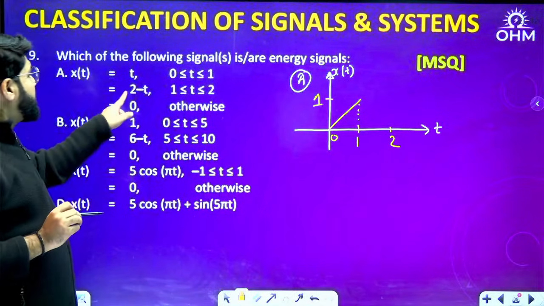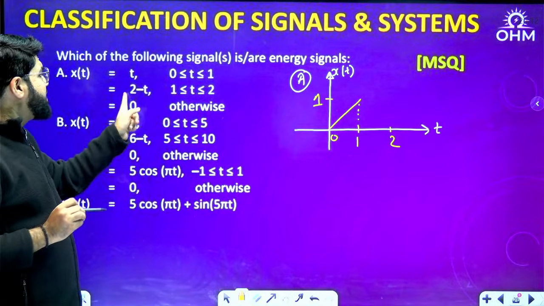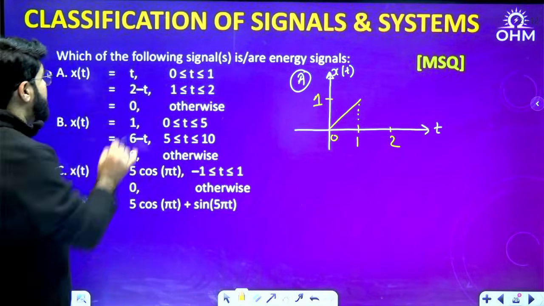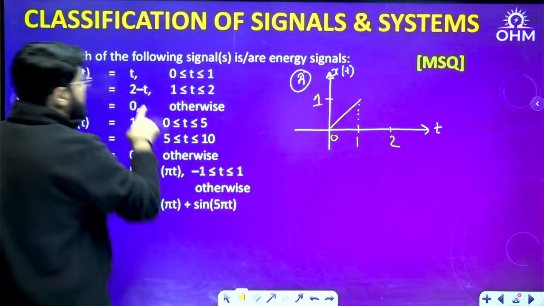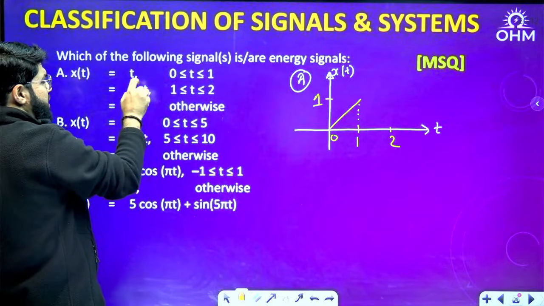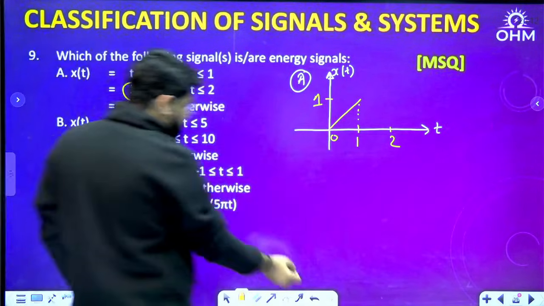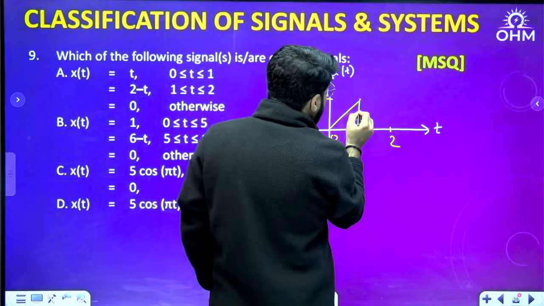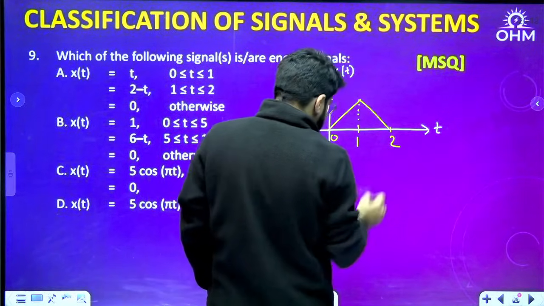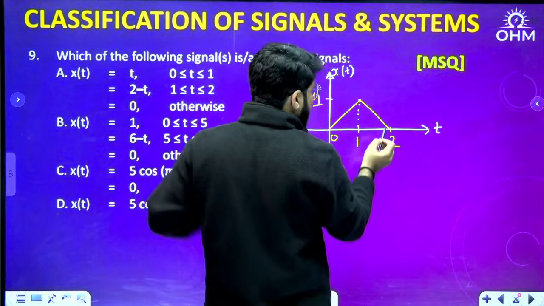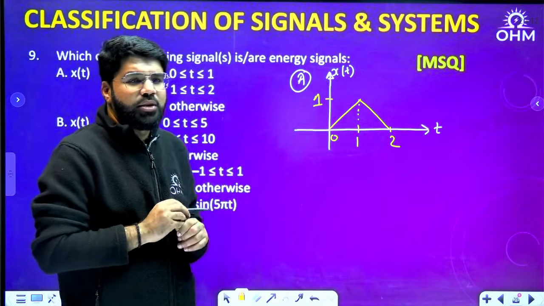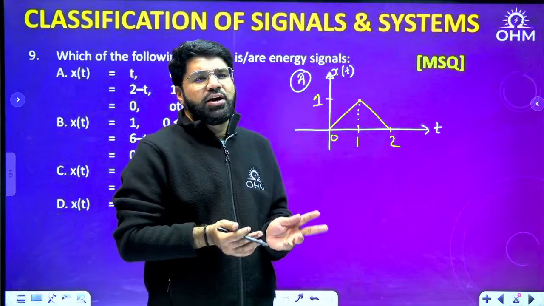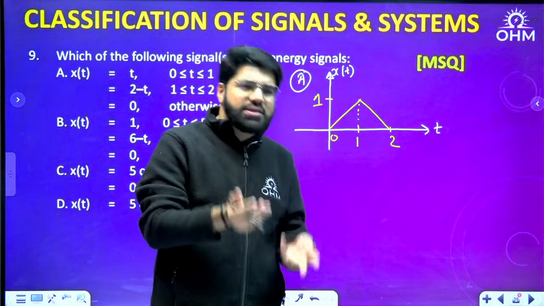Then after t equal to 1, it is a line given by the equation 2 minus t. This is a line with negative slope, meaning a decreasing line, starting with the same amplitude, because if you put t equal to 1 here also, 2 minus 1 is 1. From here you draw a decreasing line, and at t equal to 2, 2 minus 2, it stops at 0. So what do you get? A triangular picture. Is it an energy signal? Yes. They have not asked for the energy, but let us calculate it.